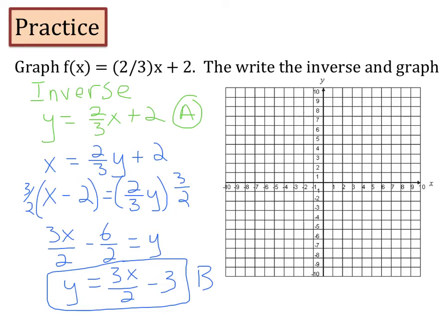So I graph these. Look at my first equation: y-intercept of plus 2, and the slope is up 2 over 3, down 2 over 3. So that's my first line. And my second line has a y-intercept of negative 3 with a positive slope of up 3 over 2, down 3 over 2. And those are my inverse functions.